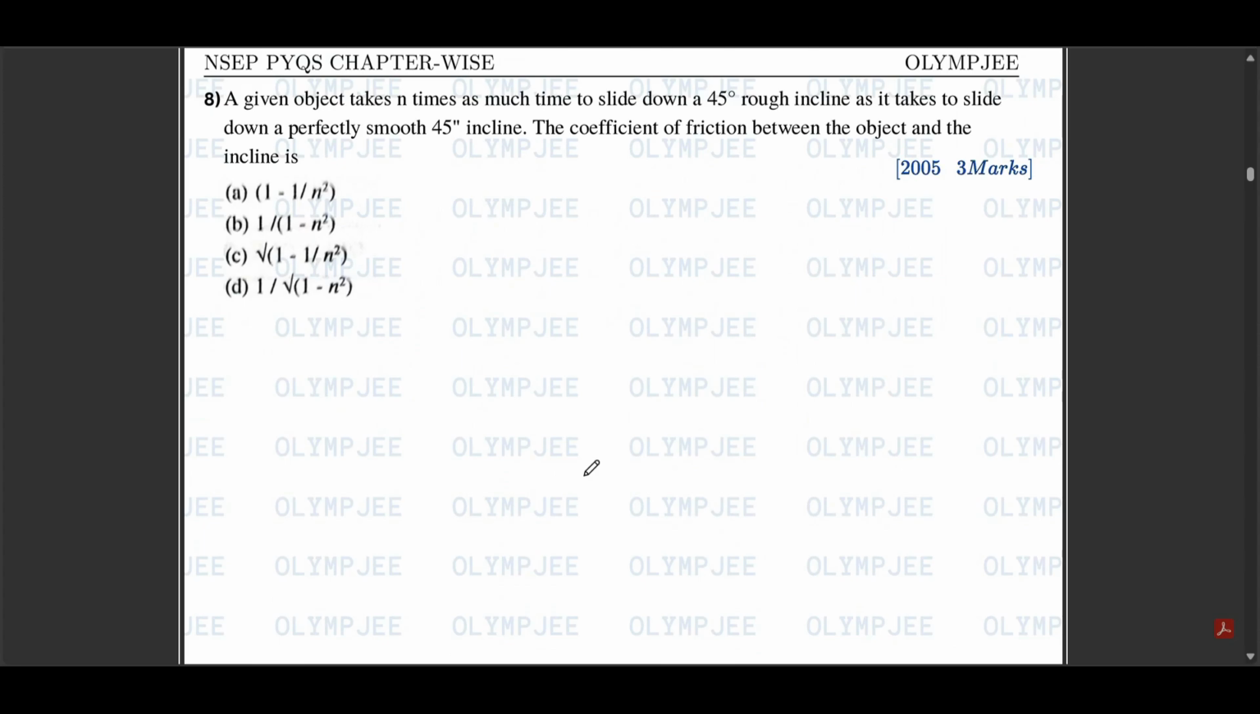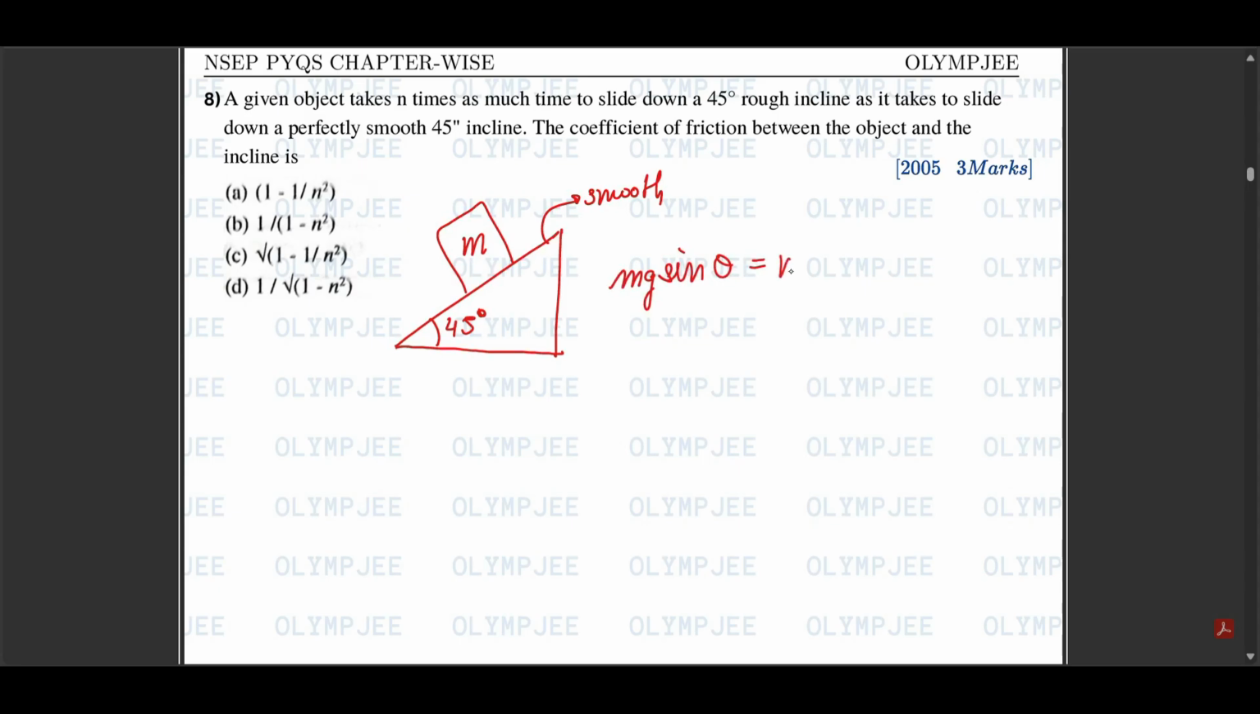Now question 8 says that a given block takes n times as much time to slide down a 45 degrees rough incline as it takes to slide down a perfectly smooth 45 degrees incline. The coefficient of friction between the object and the incline is. Okay, so if this is perfectly smooth and this has mass m, so we can write that mg sine theta is equal to mass into acceleration.